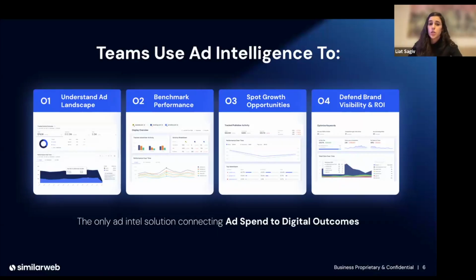They also use it to benchmark performance. So with our compare capabilities, brands are able to put themselves alongside their competitors and see what's the ad spend, where is it driving traffic, what are the different formats that we have, and the placements, who are the different advertisers and publishers that they're using, and really understand better how am I doing compared to my competition.